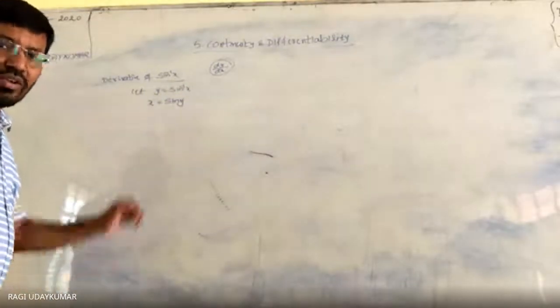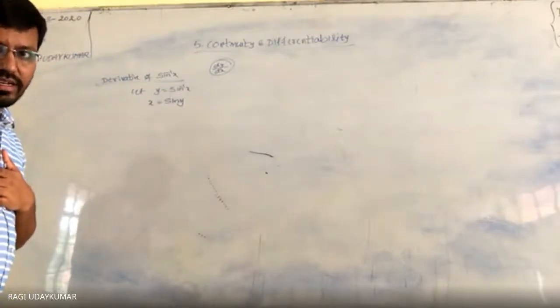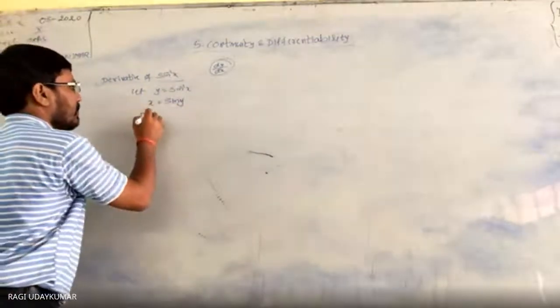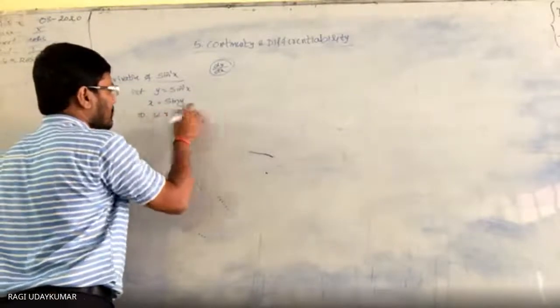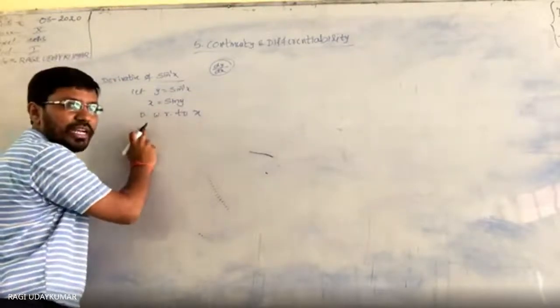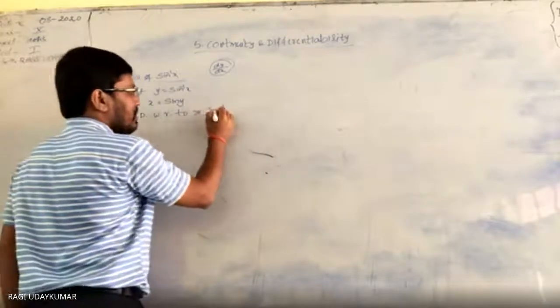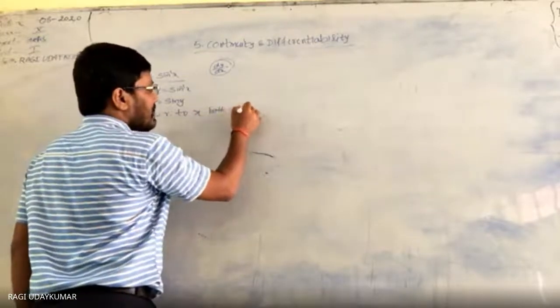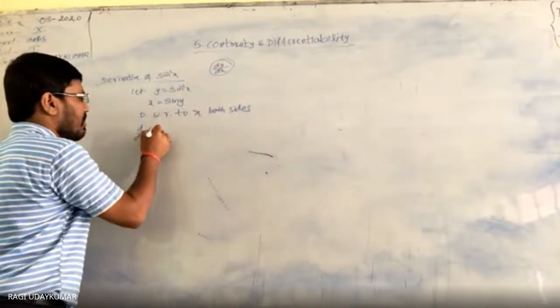X is equal to sin y can be written like that: y is equal to sin inverse x. Now differentiating with respect to x. d by dx is nothing but differentiating with respect to x on both sides. So that is nothing but d by dx to be taken.